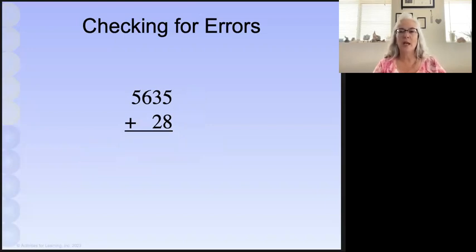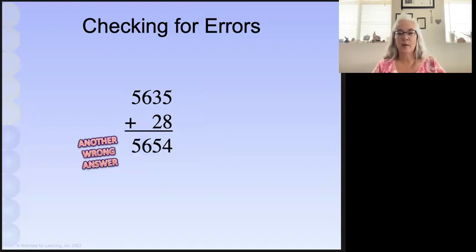Now, let me do this again, and I'm going to give another wrong answer. Now here, remember, the answer should be 5,663. Well, we have 5,654. So I actually have 2 errors in my calculation. Let's see what happens here. Again, we know our check number is 1. We know this check number is 1. What's this check number for this incorrect answer?